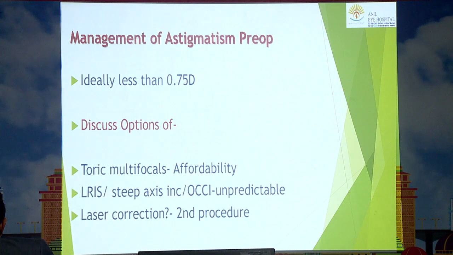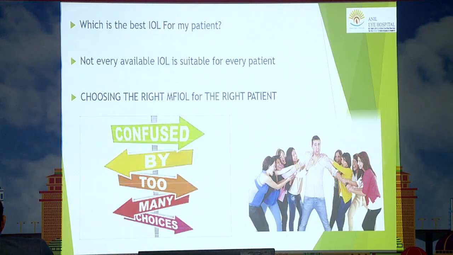Yes, like what sir said, what we do is we put it onto the Barrett toric calculator online and see whether the patient needs a toric or not. If it needs, then you tell him that you need a toric multifocal IOL, and also you need to discuss the options, whether the patient can afford it. And yes, laser correction as a second step procedure, but I usually prefer to do it in the first step itself.